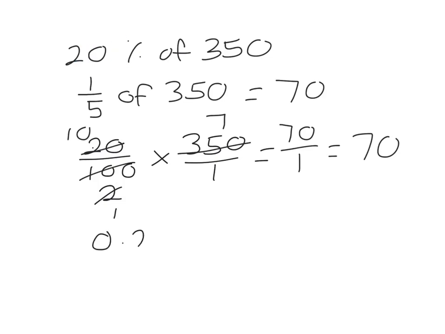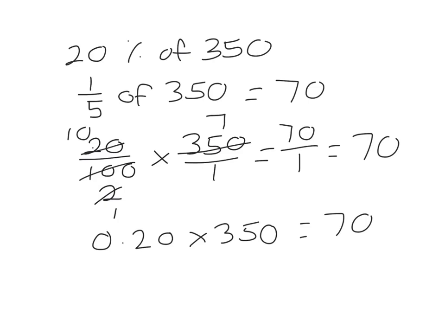Okay, and the last way, of course, is to change your percentage into a decimal. 20% is 0.20 times 350. And if you want to use a calculator, you can. 0.20 times 350 will give you 70. And there we have it.